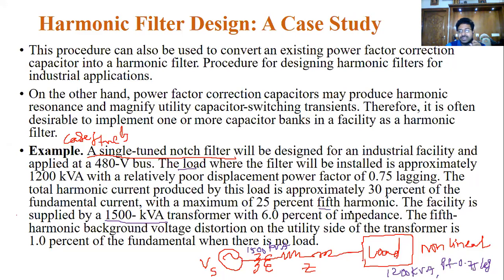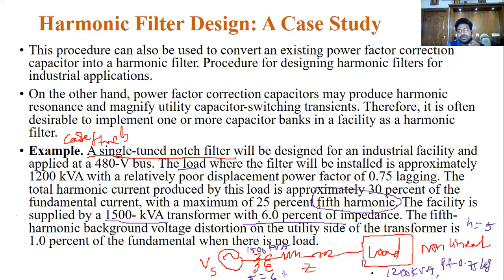This load produces mostly fifth order harmonic, so H is equal to 5. The transformer impedance is 6%. Out of the 6%, 1% is the fundamental with no load, whatever it may be. So this is the single line diagram according to this problem.